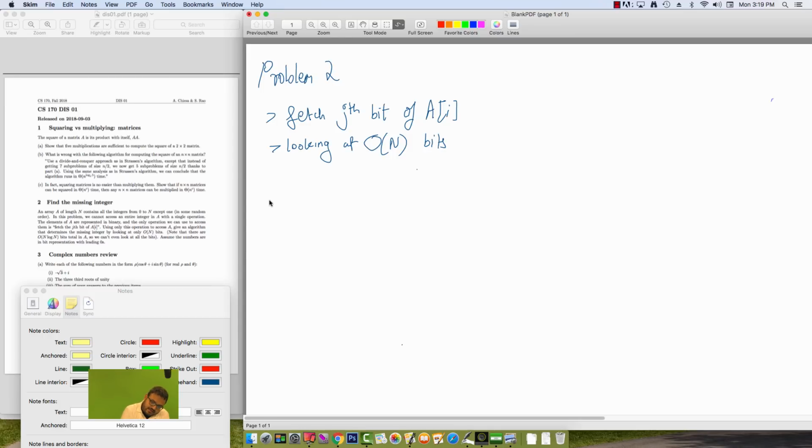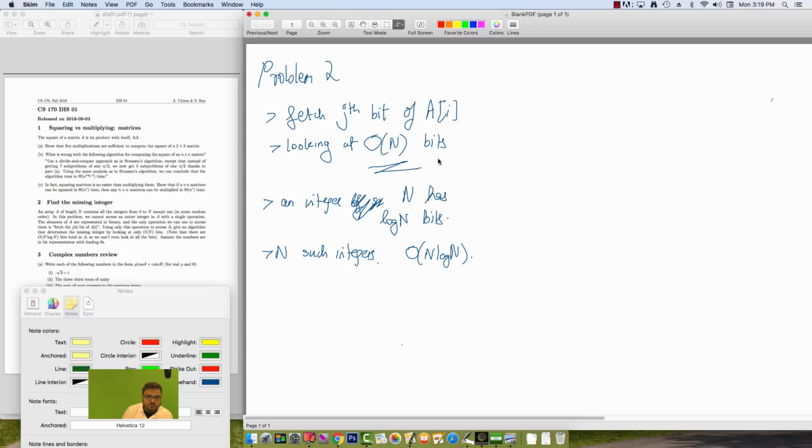Why is that the case? An integer n has log n bits. And in this case, we just pretend like all the integers from 1 to n have log n bits, and there are n such integers. So in total, we have O(n log n) bits total in the array, right? So we only need to look at O(n) bits, which means we can't even look at the entire array.